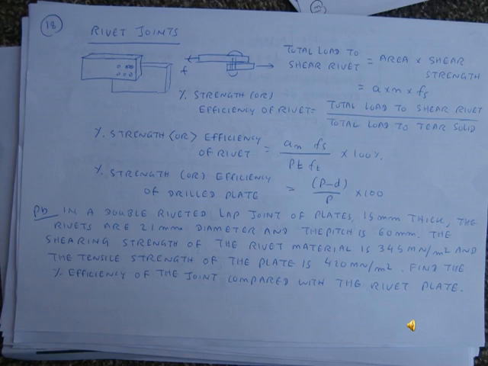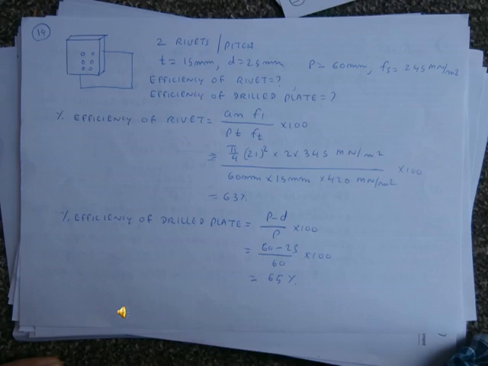So in this case, we draw the diagram here with two rubbers per pitch. So in this case, t is 15 millimeter, d is 21 millimeter, P equal to 60 millimeter, Fs is 345 meganewton per meter square. So we have to calculate the efficiency of the rubber and the efficiency of the drill plate.